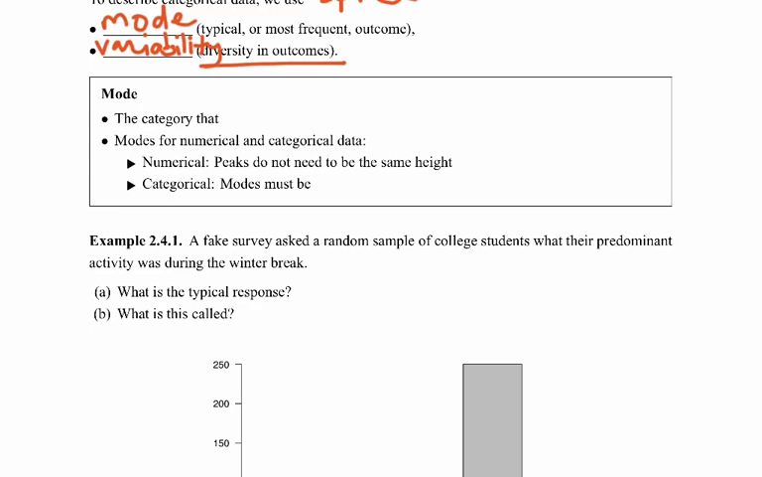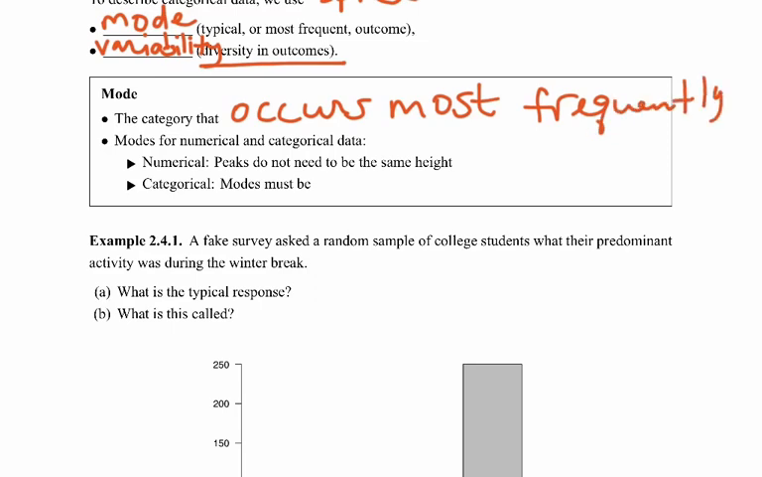Mode, when we talk about categorical data, is the category that occurs most frequently. You've probably heard that description before. Mode, most, sounds similar. So the category that occurs most frequently. Modes for numerical and categorical data: with numerical, the peaks did not have to be the same height. Remember, we called that mode. We had unimodal or bimodal. However, with categorical data, the modes must be roughly the same height. Okay, so that's one difference there.